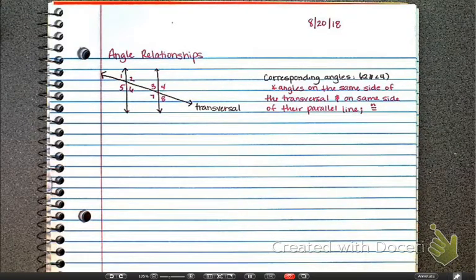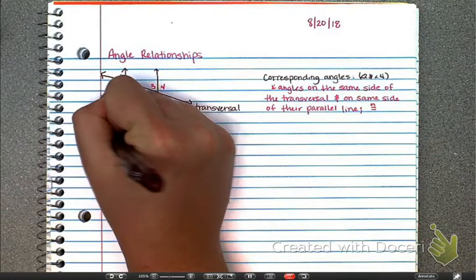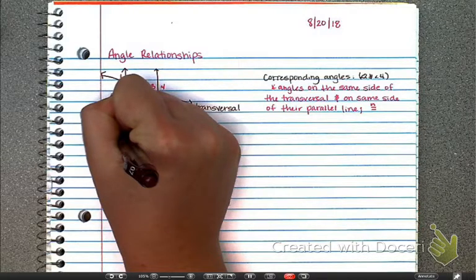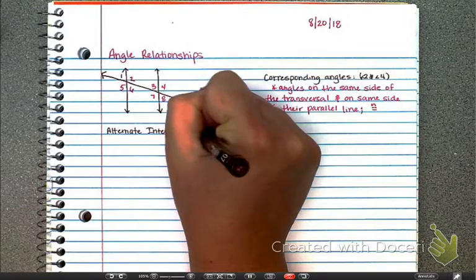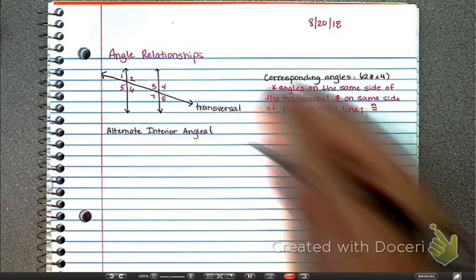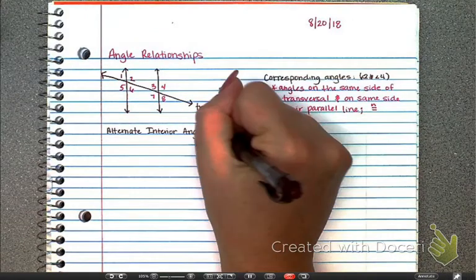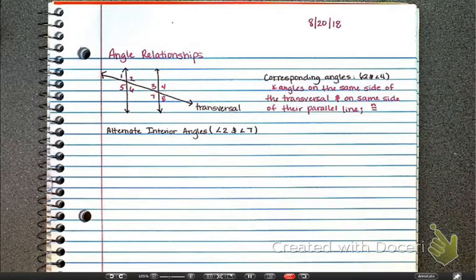Does anyone remember another type of angle? Alternate interior angles. And do we have an example of alternate interior angles? 2 and 7, I'll take 2 and 7. Angle 2 and angle 7 are alternate interior angles.